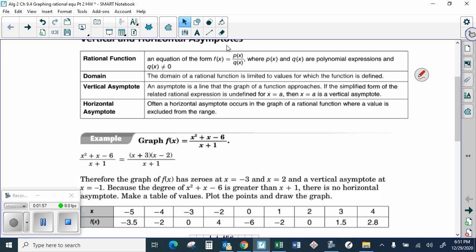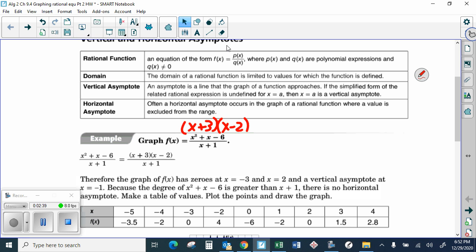Vertical asymptote, again. Here's the one thing you have to remember with vertical asymptote. An asymptote is a line the graph of a function approaches. If the simplified form of the related rational expression is undefined for x equals a, then x equals a is a vertical asymptote. Okay, so when you have this, you first have to factor the quadratic, factor both the numerator and the denominator. I don't like how they don't have the steps here. On the other ones, they have steps. They should have also told you to go ahead and factor both the numerator and denominator. So that's going to factor into x plus 3 and x minus 2.